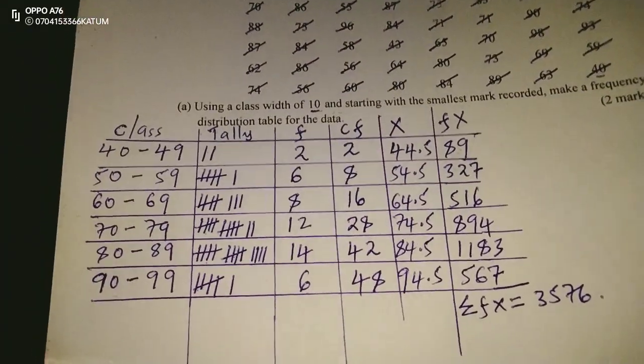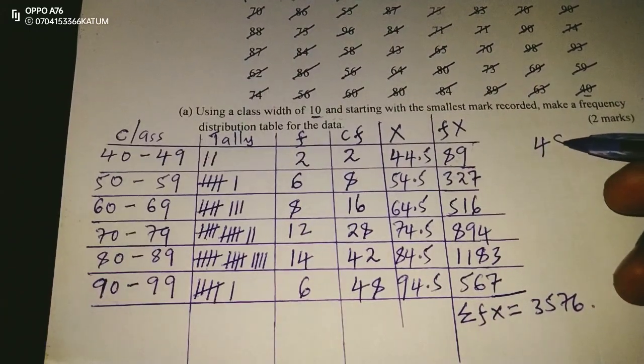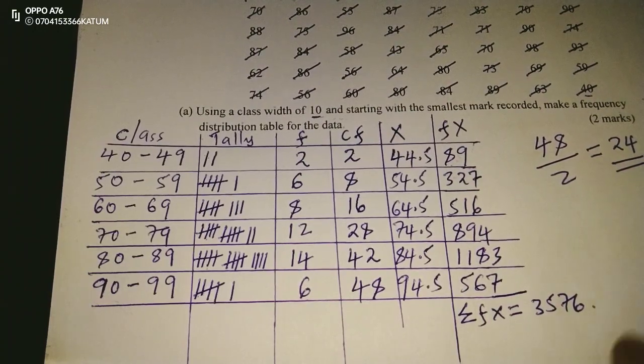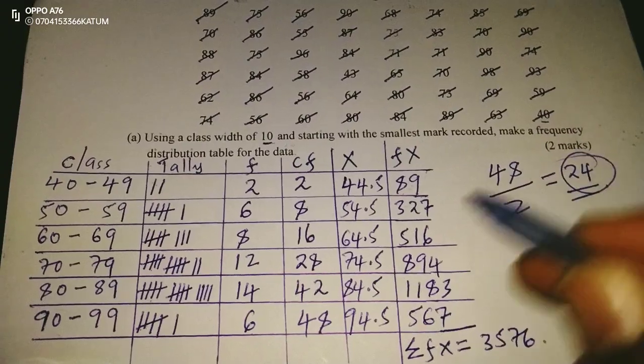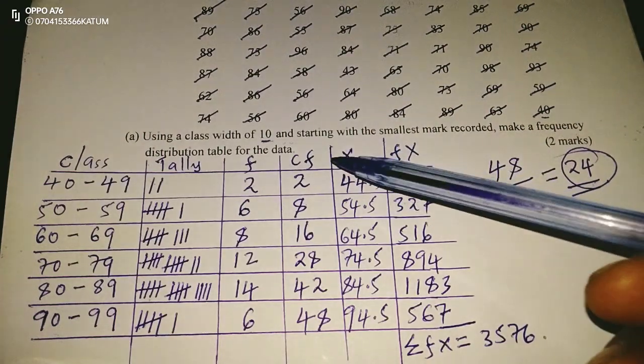This is the table whereby we want to calculate the median mark. We should take 48 out of 2. This gives us 24. Therefore, when we follow the cumulative frequencies, the class that will contain 24 is called the median class.